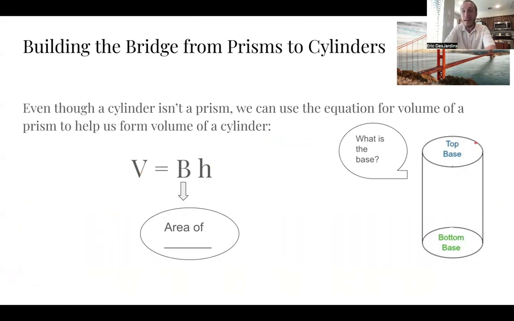So what is the base of a cylinder? Circle. And if you remember from our unit on two-dimensional shapes, the area of the circle, or B, is pi r squared. So we're going to use that instead of our B when finding volume.